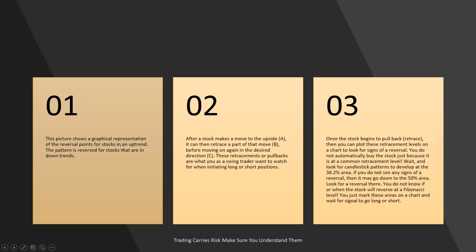Now, this picture shows a graphical representation of the reversal points for a stock in an uptrend. The pattern is reversed for stocks that are in a downtrend. So you flip them over. Whatever we apply for an uptrend just simply gets flipped over for a downtrend. So we expect 38.2 retracement, then 50, and then 61.8. In a downtrend, we would expect the exact opposite.